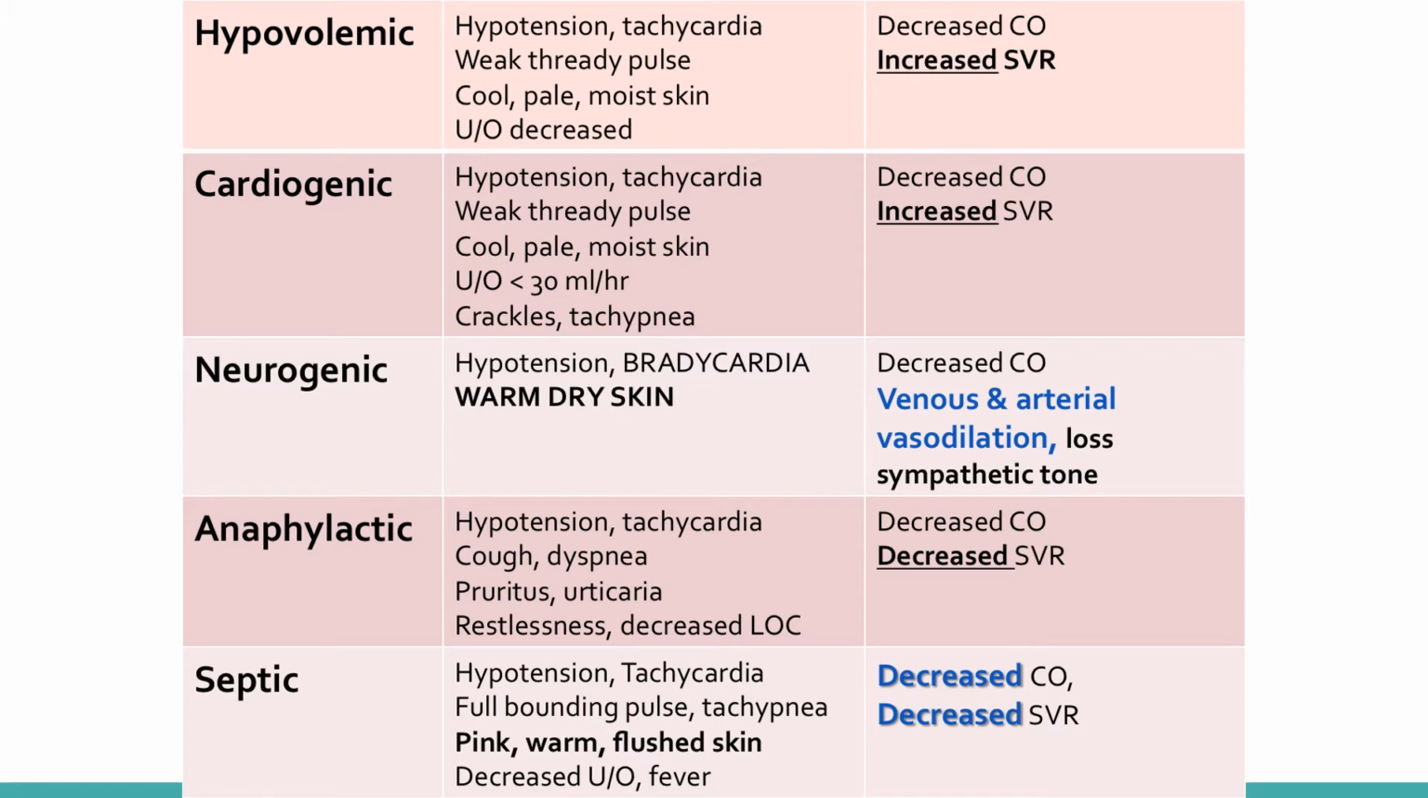And then again, a tachypnea, which means they're breathing fast. Okay. Again, decreased cardiac output, increased systemic vascular resistance. They're trying to maintain that cardiac output. Neurogenic shock: hypotension, they may have warm, dry skin. They're bradycardic, so their heart rate has dropped. They have decreased cardiac output, obviously. They have dilation, because that's part of that process. They've lost their sympathetic tone, so their venous and their arterial vessels are dilating, and that's why they have no blood pressure. Okay, that's where they're going into shock.